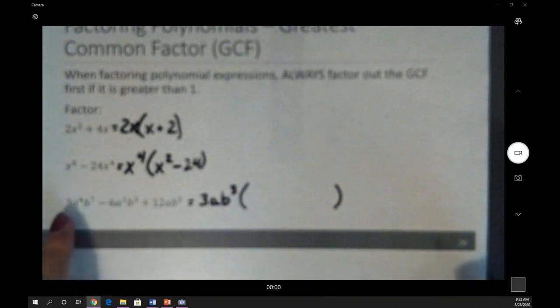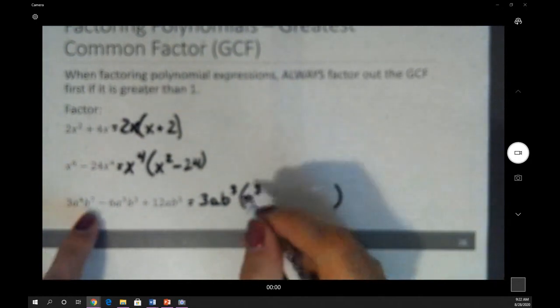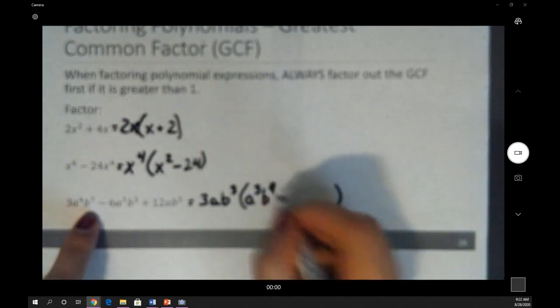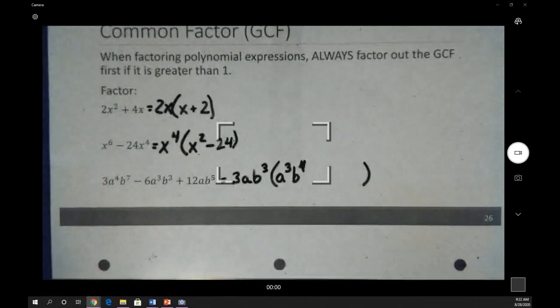So in parentheses, I need what's left over. So I pulled out a 3. I pulled out 1 factor of a, so I still have 3 factors left. I pulled out 3 factors of b, so I have 4 factors left. So we're looking at 3ab cubed times a cubed b to the 4th. Then minus sign, so we're going to put that in there.